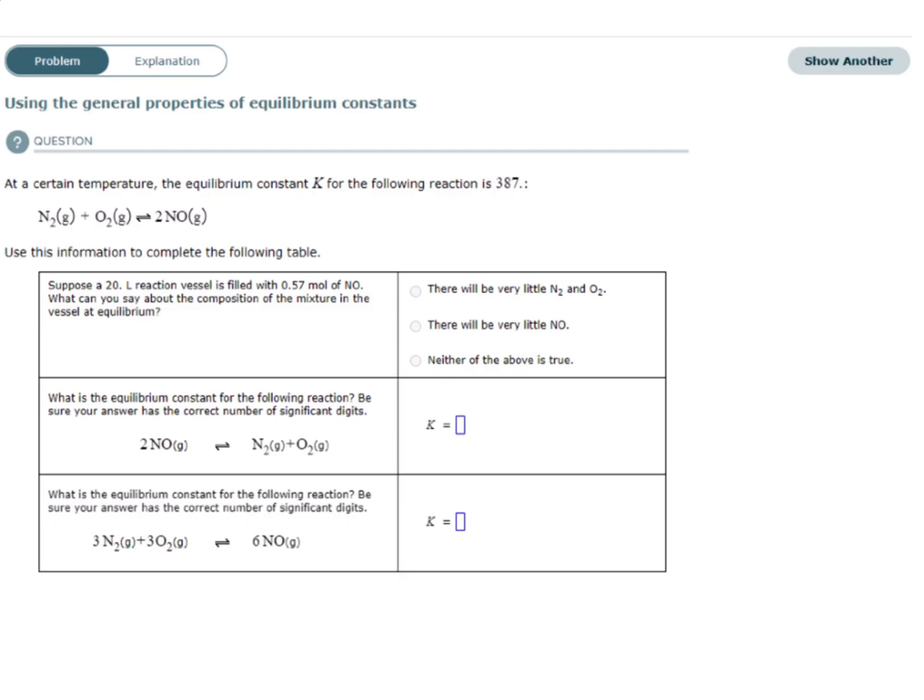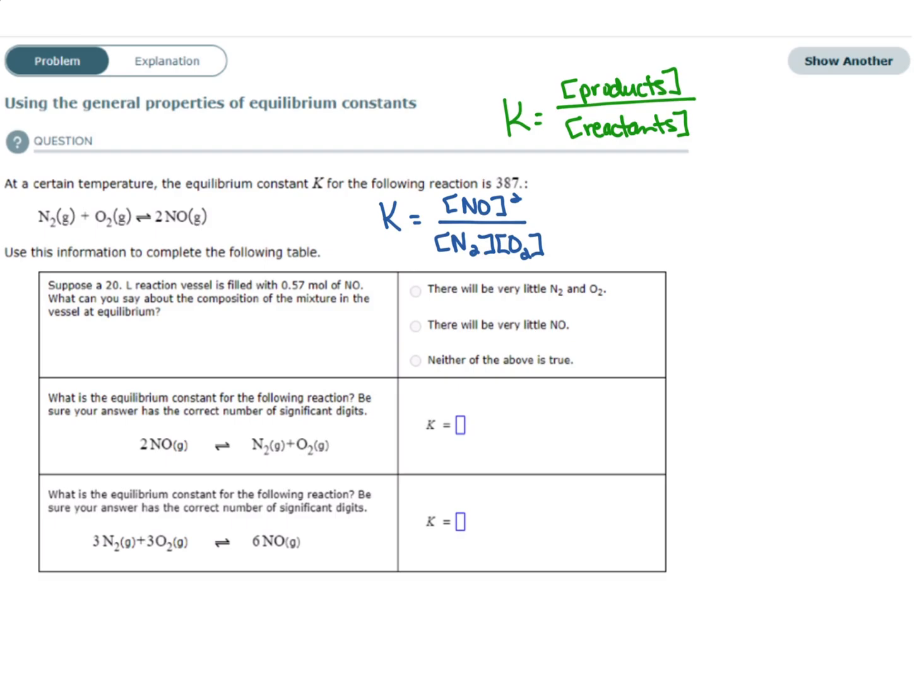So in this example, they've given us a balanced chemical equation with an equilibrium constant. I want to remind myself that the equilibrium constant is the concentration of the products raised to the power of its coefficients over the concentration of the reactants raised to the power of its coefficients. I also want to go ahead and write down the equilibrium constant expression. So K is equal to the concentration of NO raised to the power of 2 over the concentration of N2 raised to the power of 1 times the concentration of O2 raised to the power of 1. And in this example, K is 387.